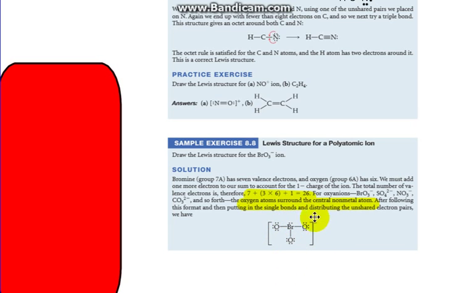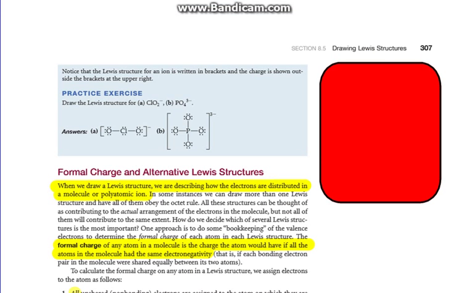Put it in square brackets with the negative, indicating that the BrO3 had gained an electron in order to achieve that. All right. A couple more here.